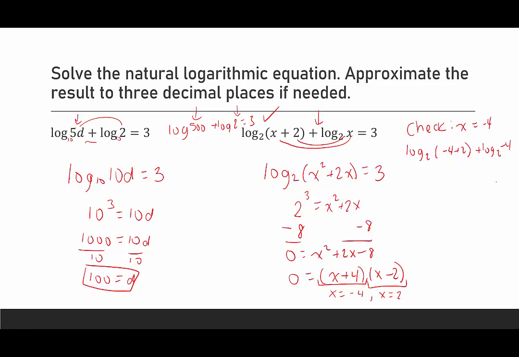I can stop right here. There's a negative argument right there. Not good. It gets thrown out. It was not actually a solution. Okay, done with that one. And you can see what would happen here.